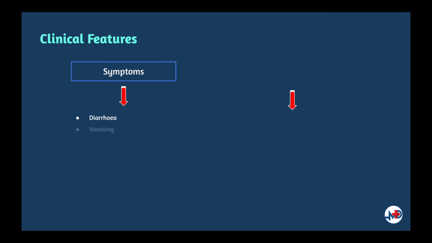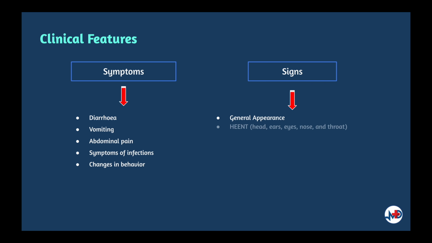The history and physical examination serve two vital functions. Firstly, as for symptoms, we can gather the history of diarrhea, vomiting, abdominal pain, symptoms of infections, and changes in behavior. This helps us differentiate acute gastroenteritis from other causes of vomiting and diarrhea in children. And secondly, the signs provide us information to estimate the degree of dehydration.